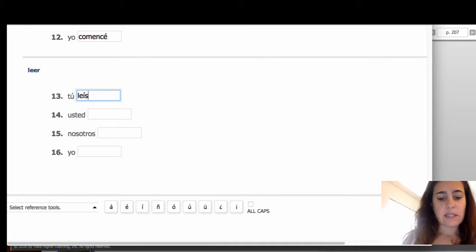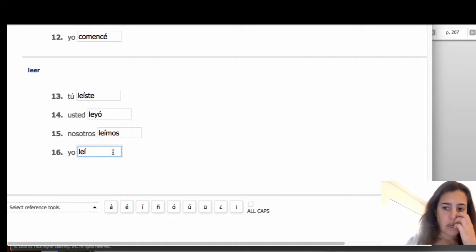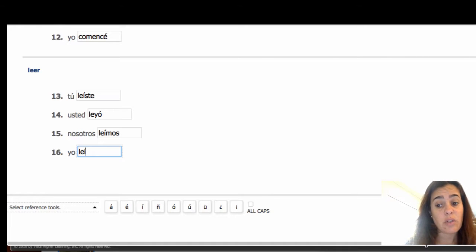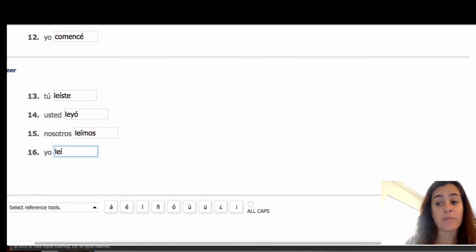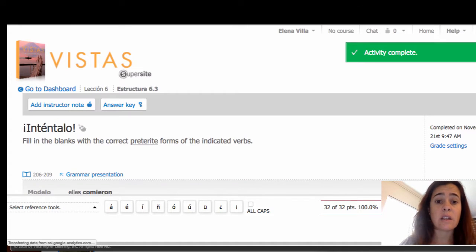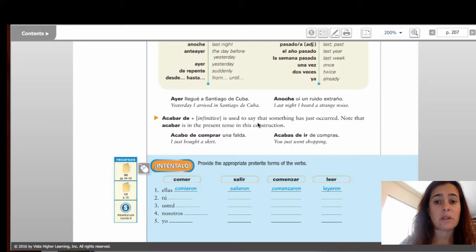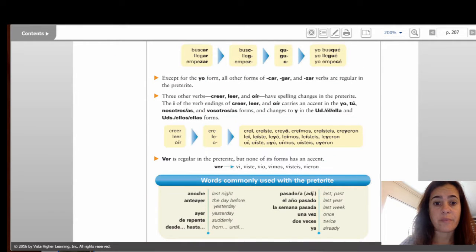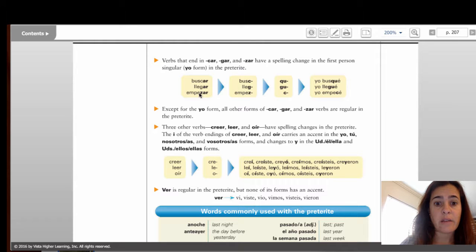Tú leíste, this is another specific verb. Usted leyó, nosotros leímos, yo leí. So the truth is that this exercise is easy if you keep going back to the pages of the theory, because there are some cases like comenzar or leer that don't follow the traditional pattern. They have an irregularity, and they are listed in the theory, right? We have comenzar is like empezar, finishing in a ZAR.